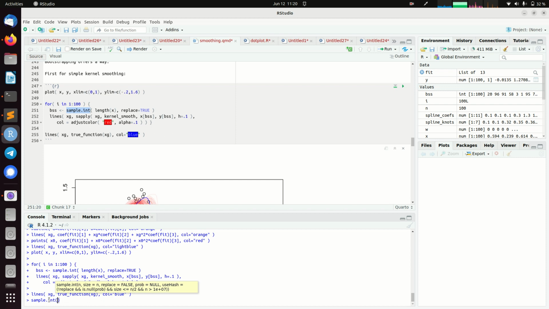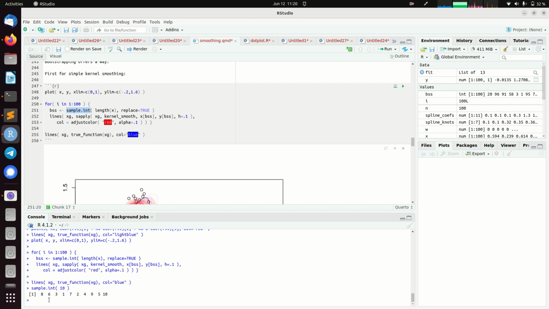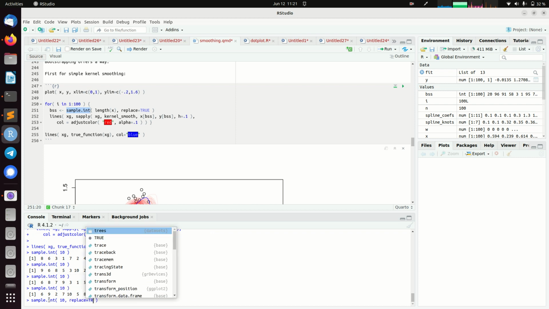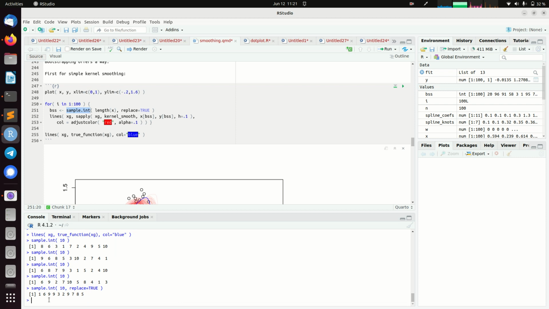Sample int 10 gives me simply 10 values. And so it's a permutation of the values 1 to 10, every time a different one. If I do replace is true, it's no longer a permutation, but we are replacing. In the sense of we have an urn of 10 numbered balls, we take out a ball, we remember its value, and for a usual permutation, you would then not put the ball back, and take out the next ball. For a sampling with replacing, you place the ball back into the urn.